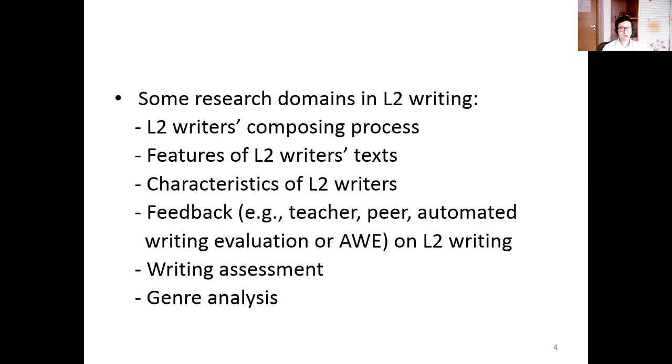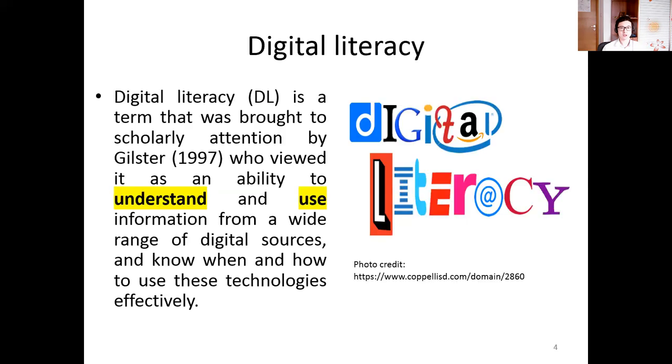Now, I think you have a general idea of what L2 writing is. Let's move on to another term, digital literacy. So how is digital literacy related to second language writing? Literacy basically means the ability to read and write. So you can see the connections to L2 writing.